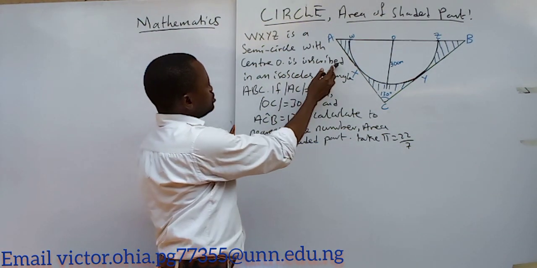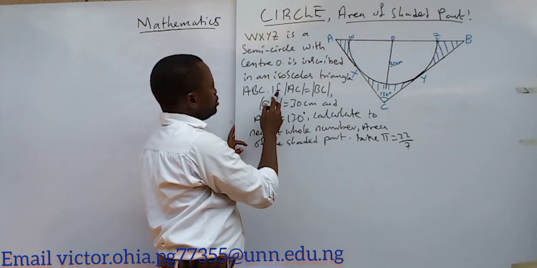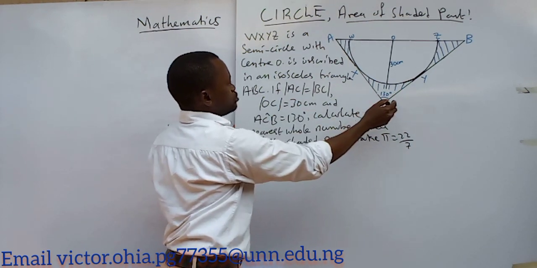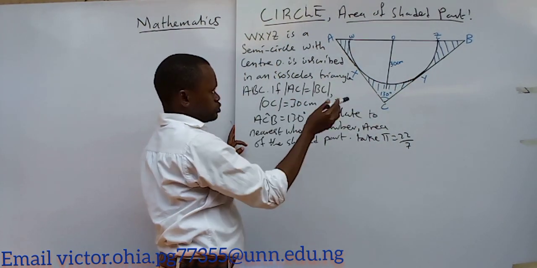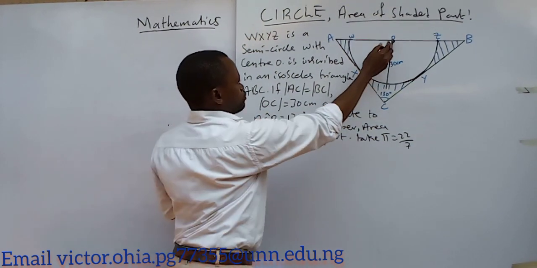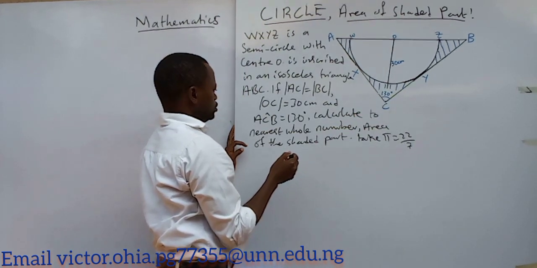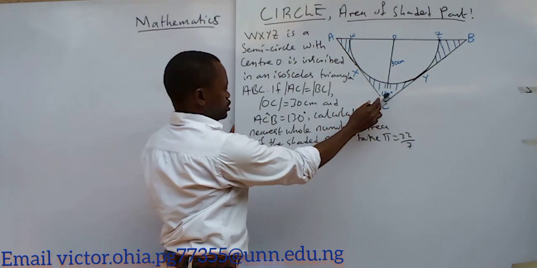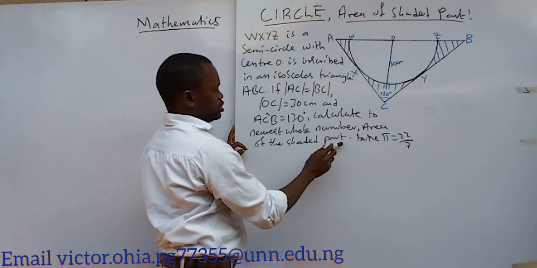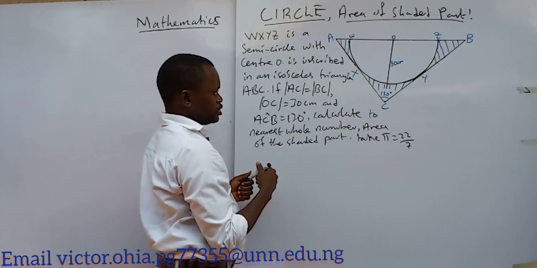It is inscribed in an isosceles triangle ABC. If this is equal to this, that is AC is equal to BC, that's what makes it isosceles, of course. And then OC is 30 cm. That's from the center here to this point, 30 cm. And this angle here is 130 degrees. Calculate to the nearest whole number the area of the shaded part.